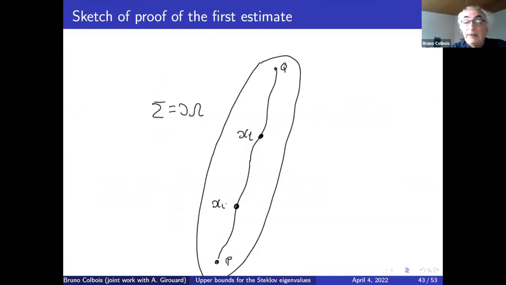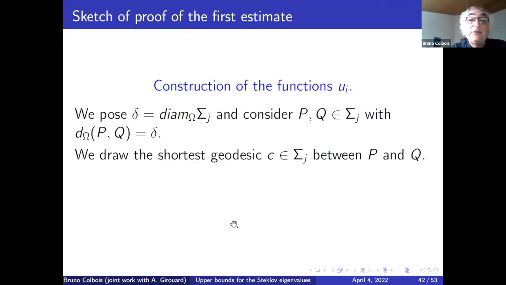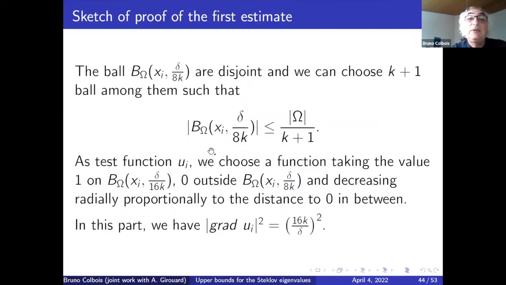Because of this question here of the orange part. The metric can be concentrated in one ball, but when you have 2k plus 2 balls, the metric cannot be concentrated everywhere. So you can always choose k plus 1 of these balls of center xi and radius reduced to delta over 8k, so that the volume of the ball is not too large, with respect to the volume of omega, less than the volume of omega over k plus 1. With this, you solve the problem of the possible concentration of the metric.